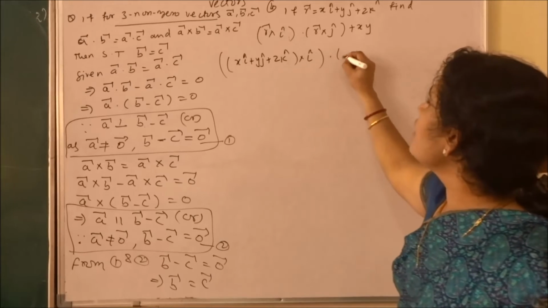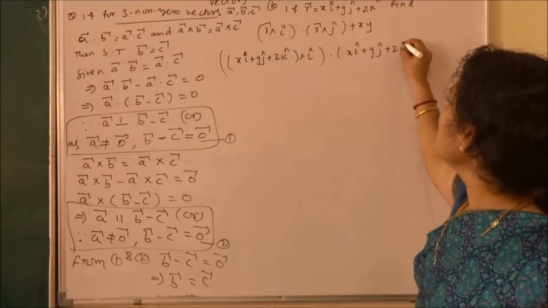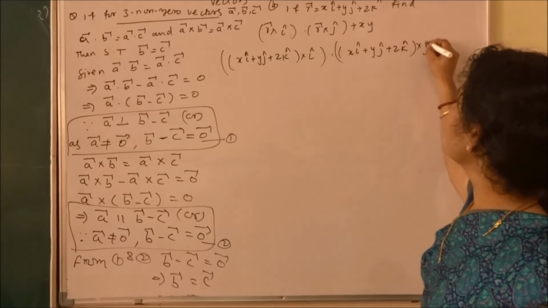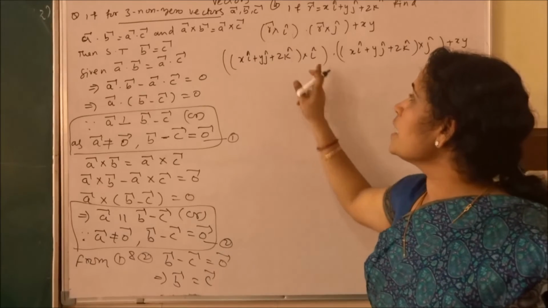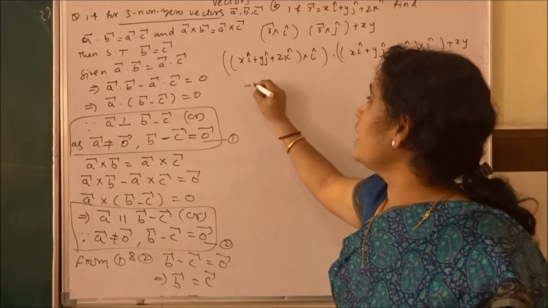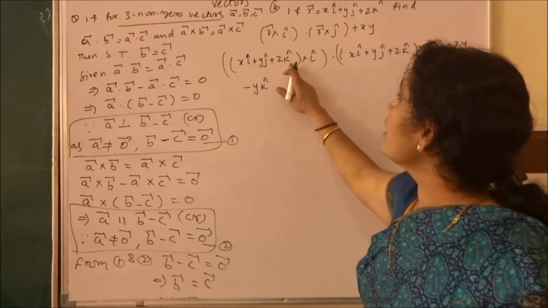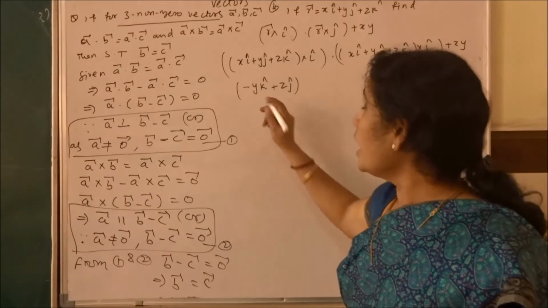Now dot R vector, which means xi plus yj plus zk, cross j, plus what is given here, xy. Now i cross i becomes 0. j cross i gives minus k, so minus yk. Okay, fine. k cross i gives j, so plus zj. Clear? Are you clear what I am saying?